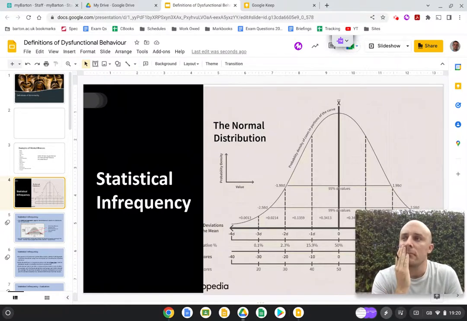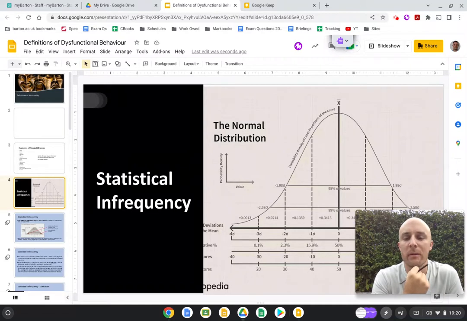Today, I'm going to be going through definitions of abnormality. A big bullet point, this one. There are four definitions that you need to know about, some quite difficult, some quite similar, and you also need to know evaluations for them as well.